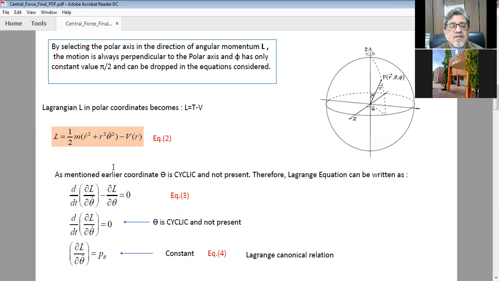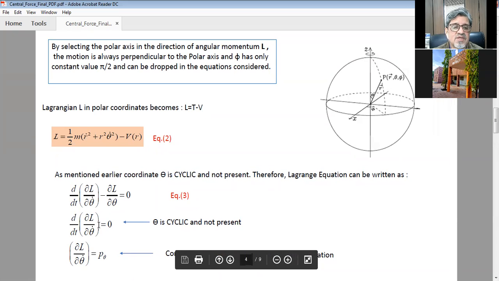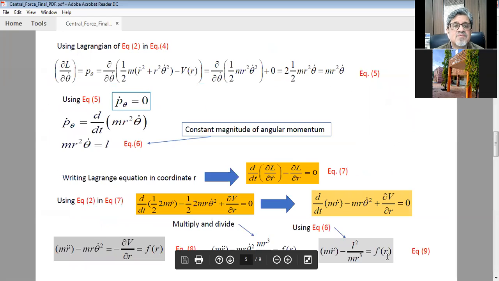Now, as mentioned earlier, theta is a cyclic coordinate and not present in the Lagrangian. Therefore, the Lagrange equation can be written like this: d by dt of del L by del theta dot, minus del L by del theta, is equal to 0. That is the standard Lagrange equation. We mentioned in our first slide that theta is cyclic and not present, and that is why the second term is dropped. Cyclic means not present. So d by dt of del L by del theta dot, and that is equal to p theta dot, where del L by del theta dot is represented as p theta.